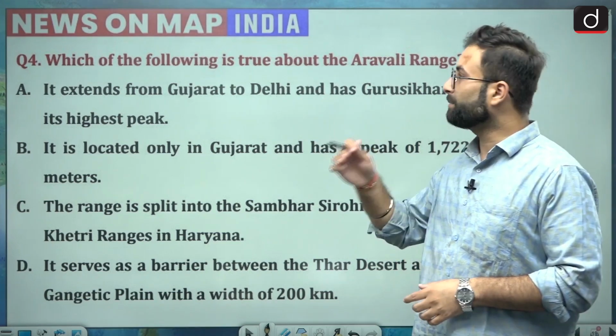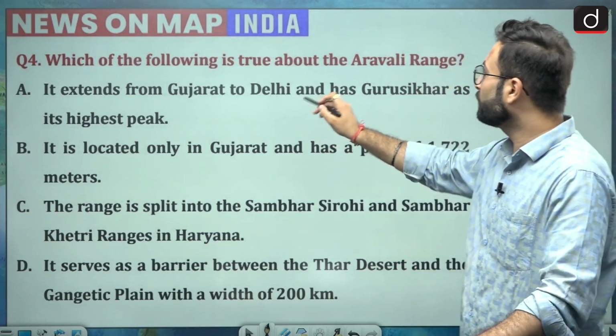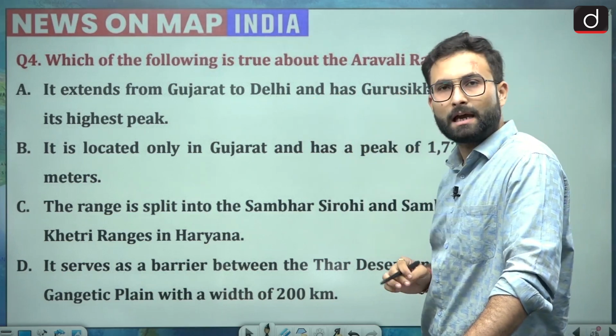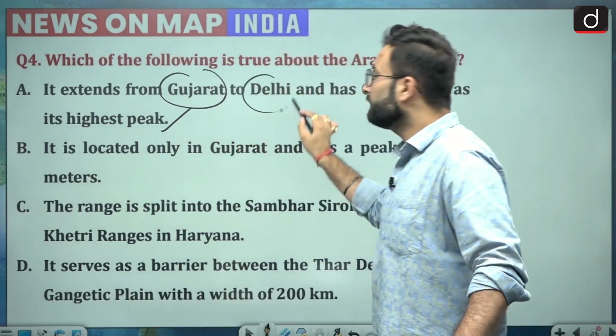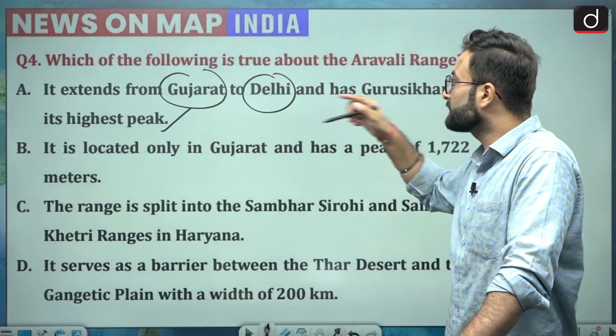Okay. Talking about statement 1 here, it extends from Gujarat to Delhi and has Guru Shikhar as its highest peak. Now this statement is true. It starts from Gujarat and extends till Delhi. You have seen the Raisina Hills. These are the extension of this.